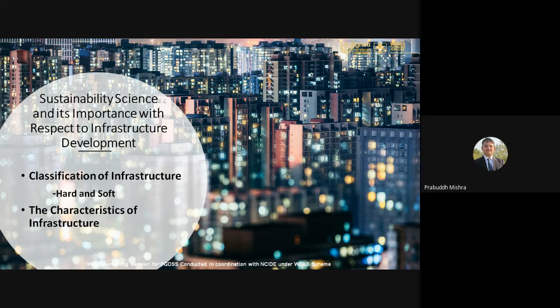So we can see that there are infrastructures. First, there are infrastructures with a positive impact on the environment, right? And secondly, there are infrastructures which have a negative impact on the environment.